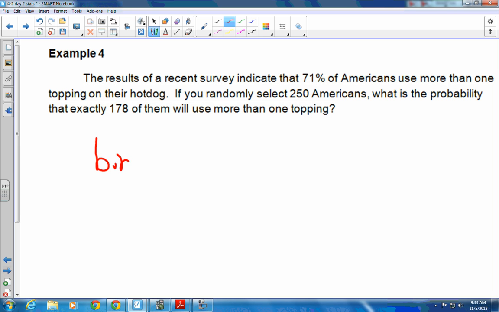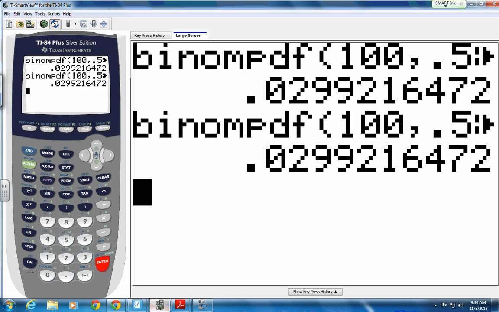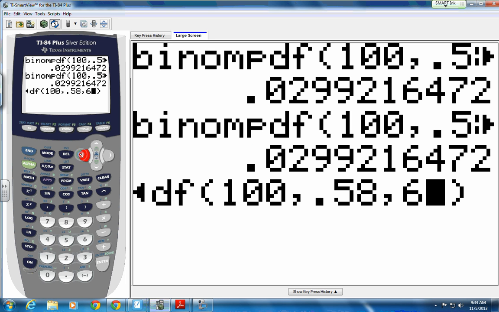So binomial PDF. Okay, what order should I put things? 250 I was told to put first. And 0.71, and again, the formula still works on these, okay, but that one might save some time and hopefully 250, 0.71, and 178.